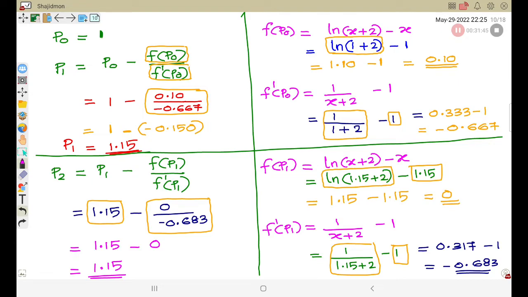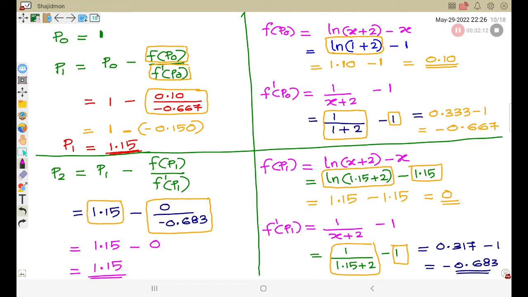Correct. So why same number both cases? P1 also 1.15, P2 also 1.15 means, okay, the loop is rotating. Correct. As I told you before, P1 you will get 1.15, P2 also same 1.15, P3 also same. That means that loop exit. Correct. Loop already exit. We got the answer 1.15. That is the solution. 1.15 is the solution of the equation.